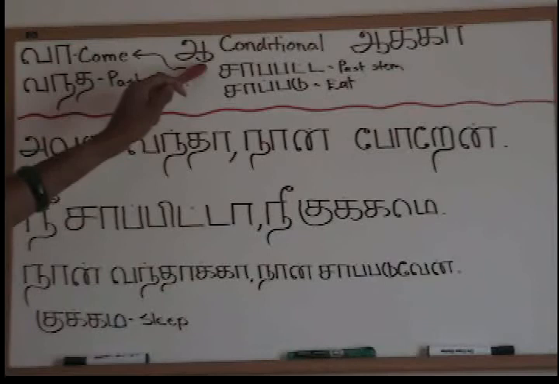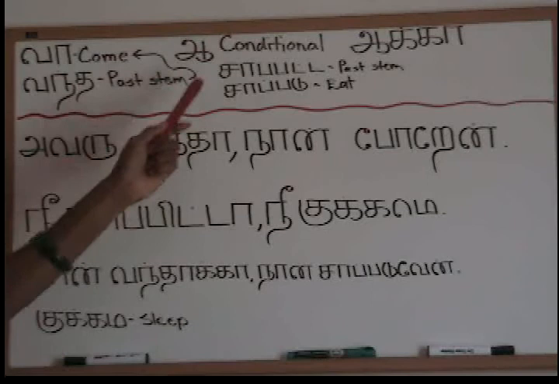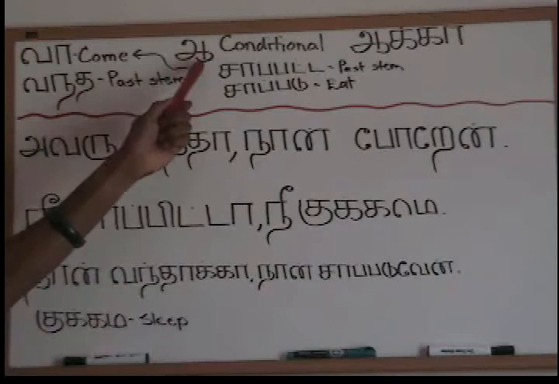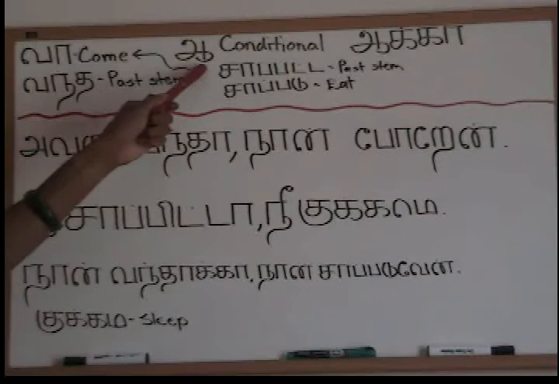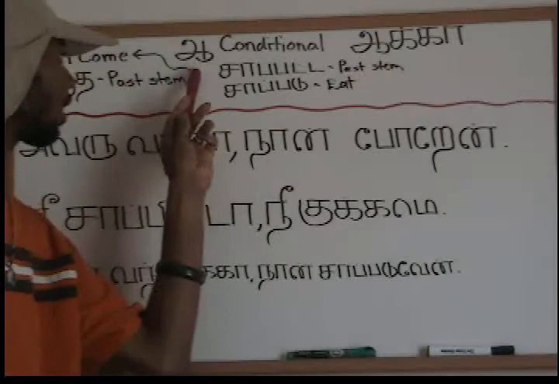I assume those of you who are watching this video are already able to read Tamil, so you know this letter here is ah. Essentially, it will be this letter. This is just the initial letter, as you know. So when you want to form a conditional, pretty much what you want to do is take this ah and tack it at the end of the verb's past tense.